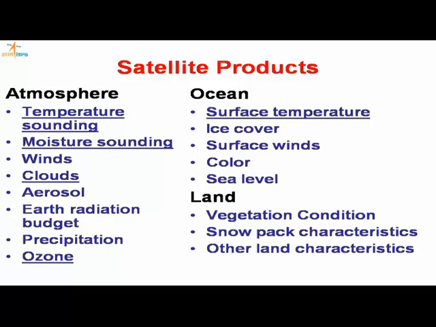Here I would like to mention that these parameters which I have underlined here are obtained through the infrared sounder on board a satellite platform.